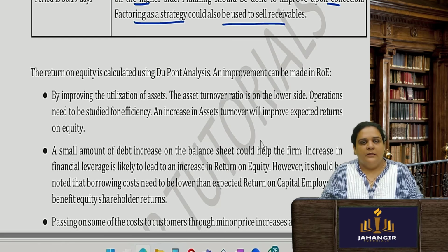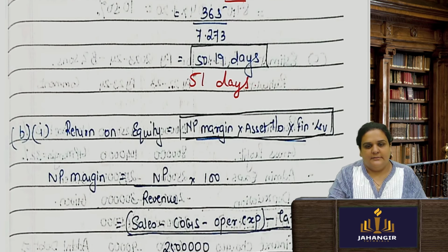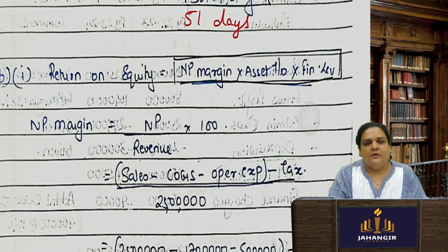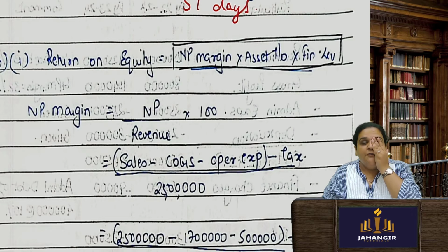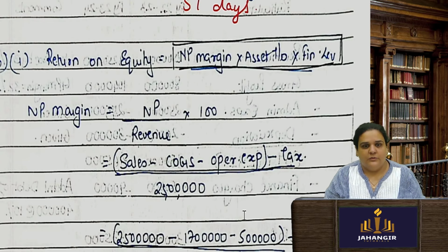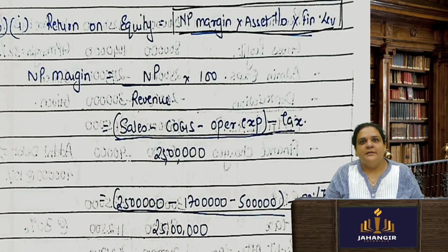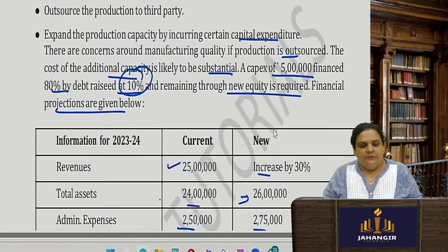Now you have to find return on equity based on DuPont analysis. The DuPont return on equity formula is net profit margin into asset turnover into financial leverage. Net profit margin we know how to find, and asset turnover and financial leverage are also there. Net profit margin means net profit upon total revenue into 100. What is net profit? Sales minus COGS minus operating expenses. We already found this out.